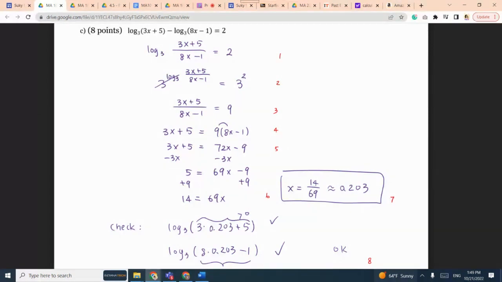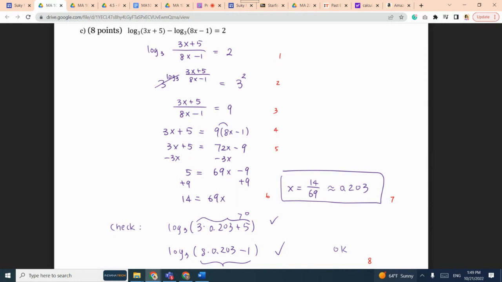And then you put this into the expression. So the log 3 of 3 times that number plus 5, yeah, it's positive. Good. And 8 times this number minus 1, this is also positive. Good. So this is the answer. So far, so good, everybody?